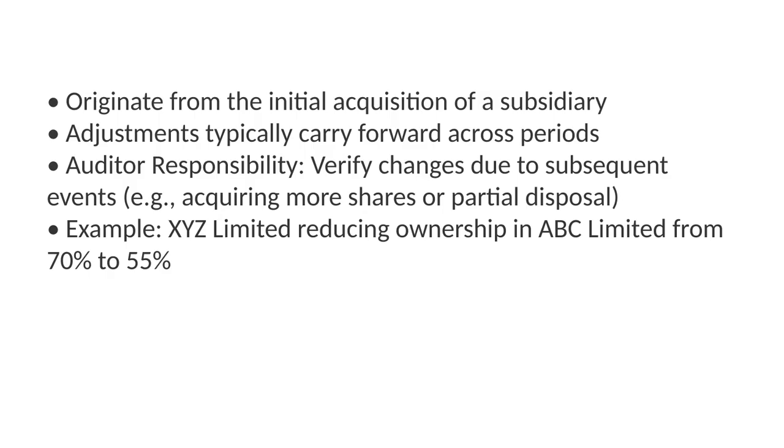For example, imagine a scenario where the parent company, XYZ Limited, originally held 70% of a subsidiary, ABC Limited, but later reduced that control to 55%. This change in the share of equity triggers a permanent consolidation adjustment.